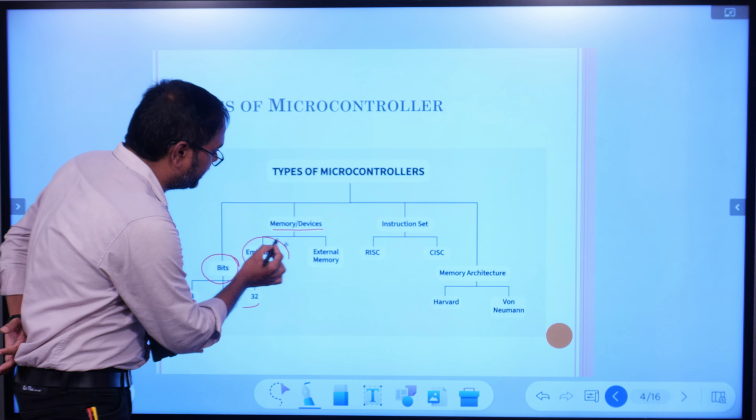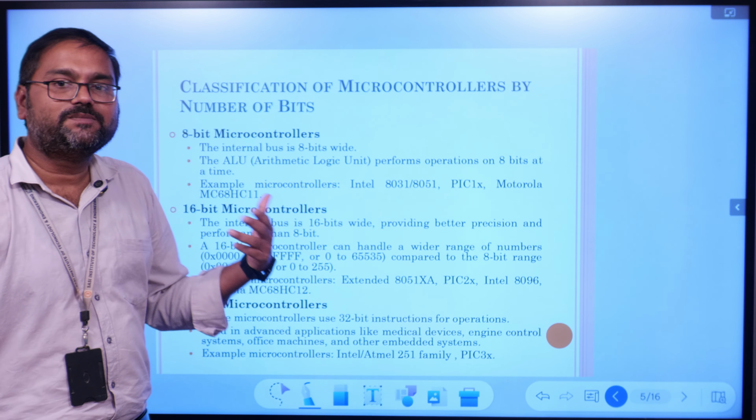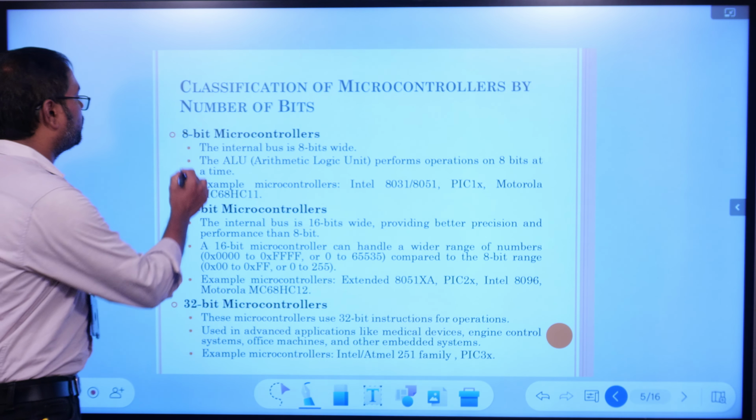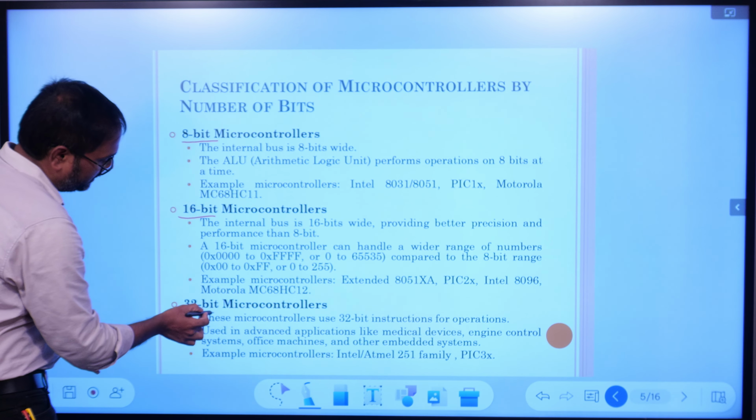That is, the first one is the Harvard architecture and the second one is the Von Neumann architecture. So we will discuss these things in the later slides. And coming to the first discussion, the first classification is based on the number of bits. So how many bits of information can be processed by the microcontroller. Based on this, we can have a total of three types: 8-bit, 16-bit and 32-bit.